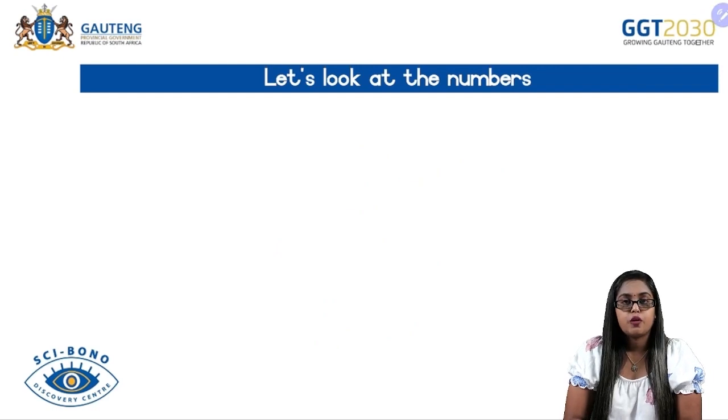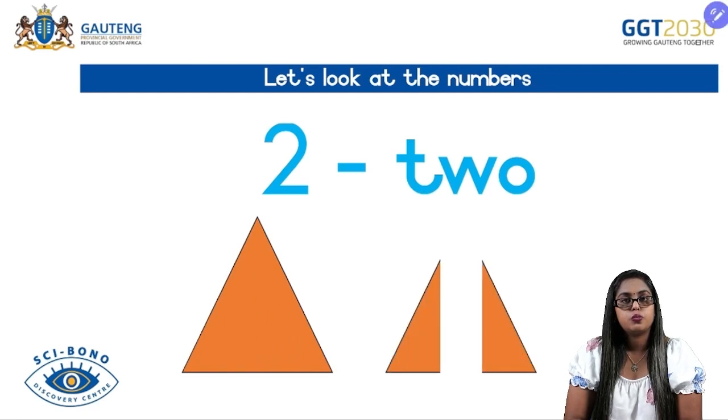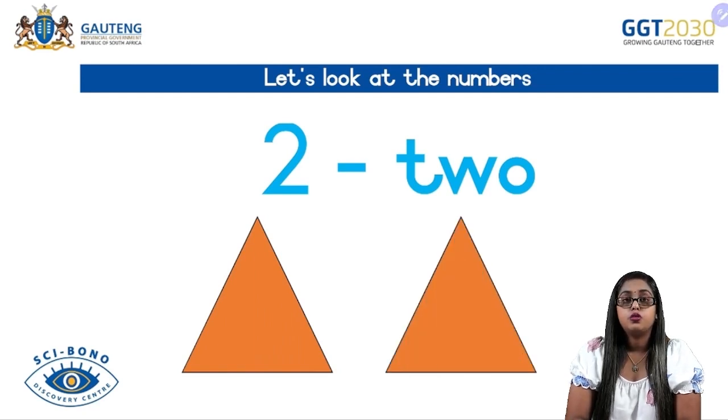Let's look at the number 2. Number 2 is spelled as T, W, O. Again, T, W, O. For 2, we have two objects. 1, 2. Do you know what shape this is? This is a triangle. Very good.